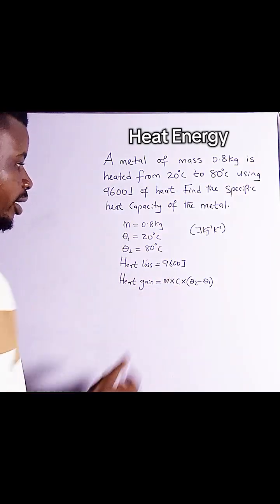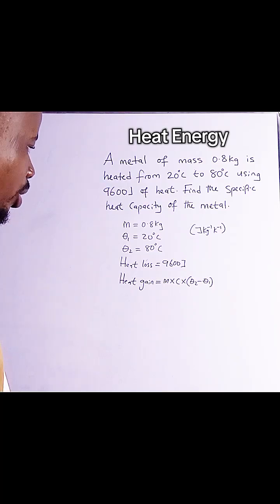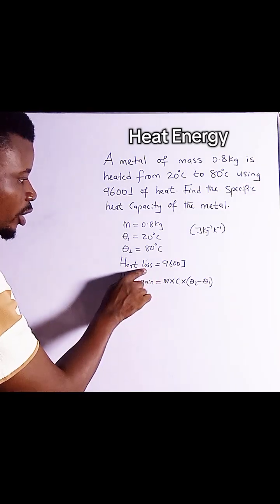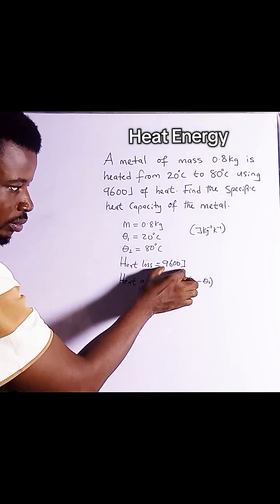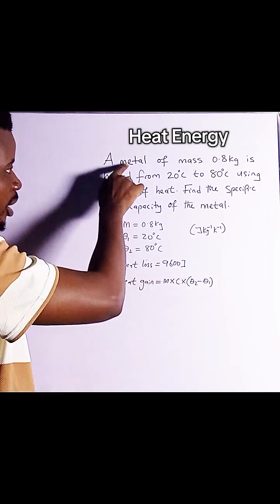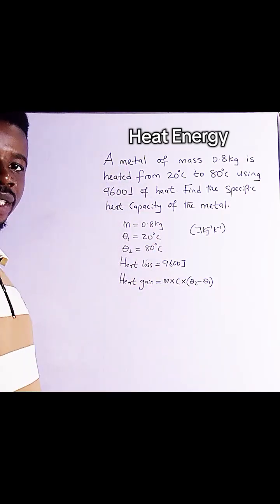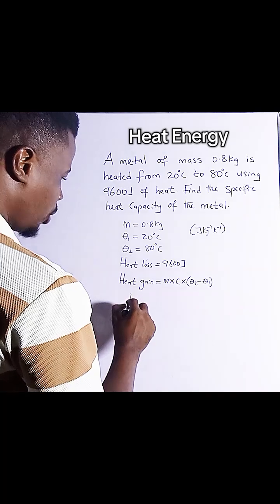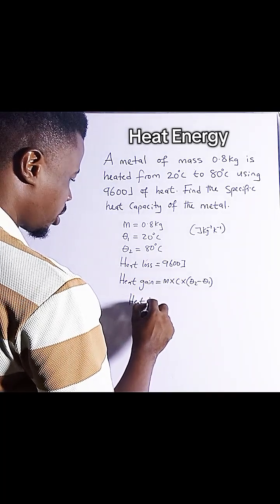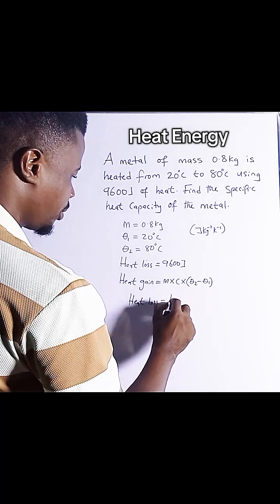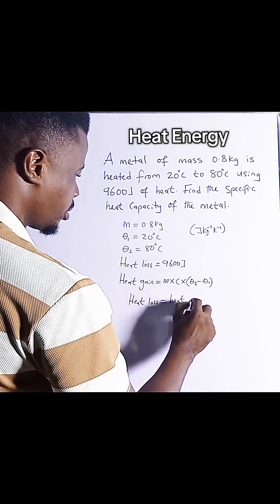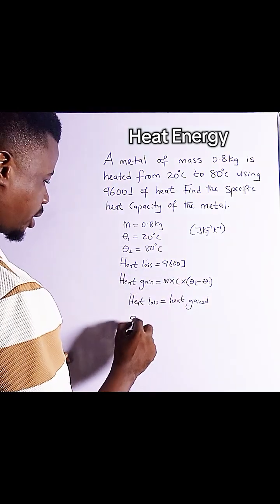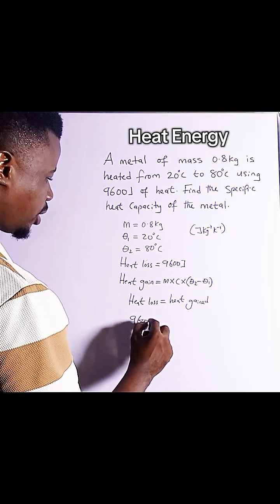So how do we calculate it now? Now we assume that no heat is lost to the surrounding. It means that the heat lost, this quantity of heat transferred to the metal, is equal to the heat gained by the metal. So when you assume no heat loss to the surrounding, it becomes what? Heat loss is equal to what? Heat gained. Now what is heat loss?